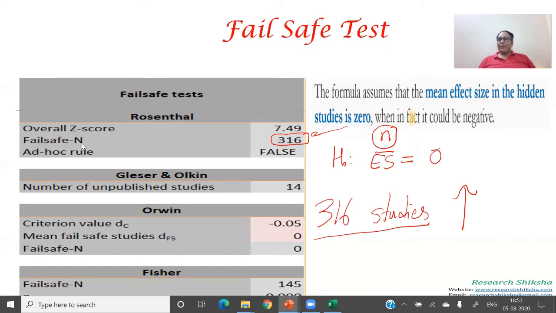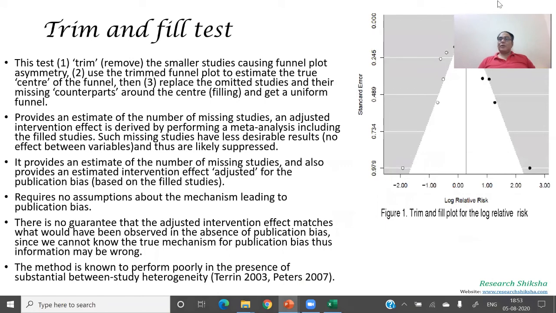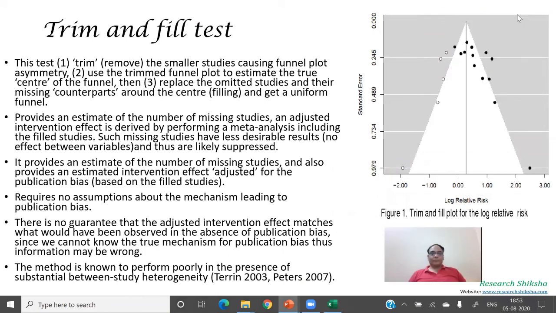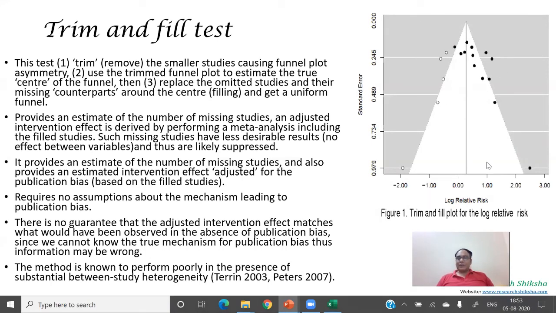Fail-safe N, right? So this test will tell you the number of studies required to nullify the results which you reported in the meta-analysis. So higher this number, better it is. Now let me go to the final test. That test is the most important test, but even in this test the concept is quite complicated, and the test is known as the trim and fill test. Now, what is the trim and fill test? So let me explain the trim and fill test.